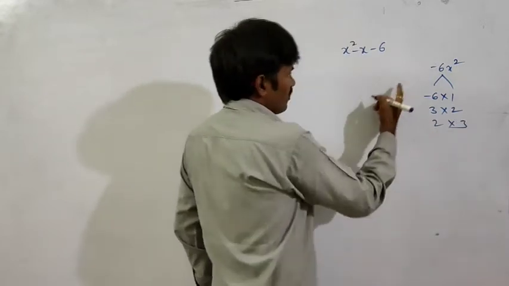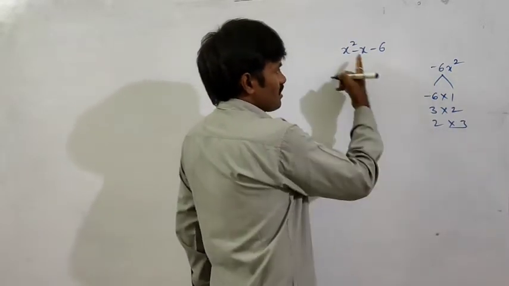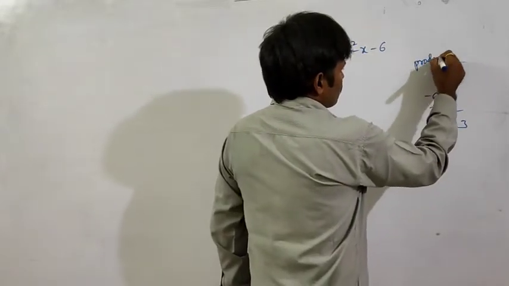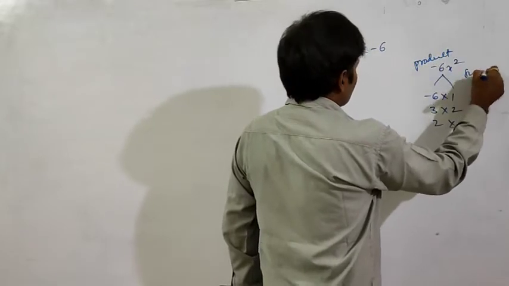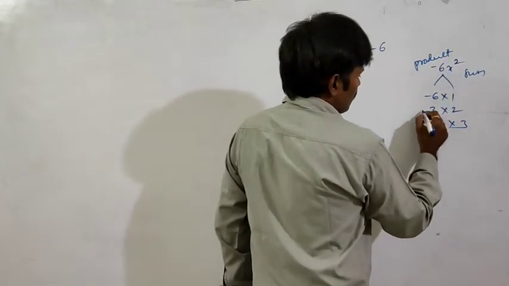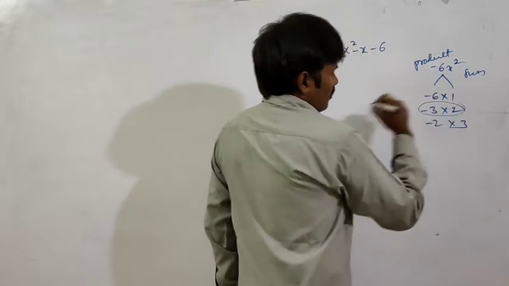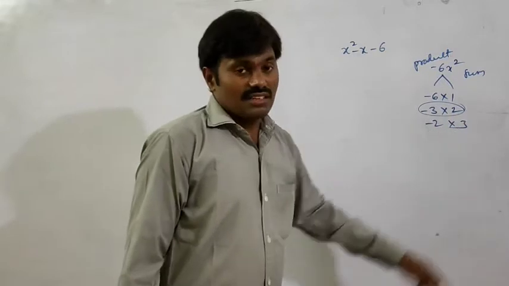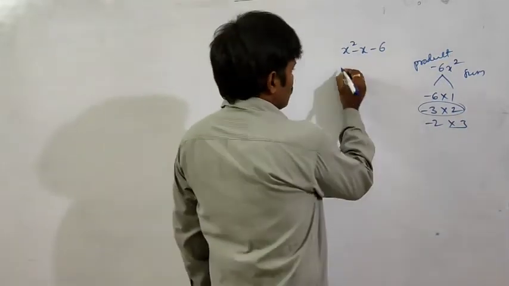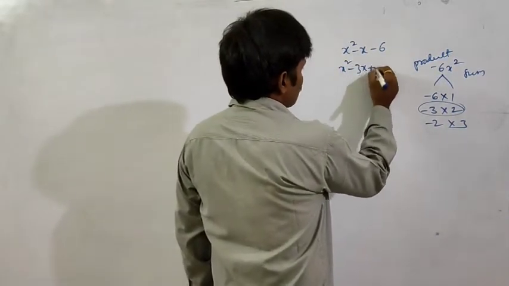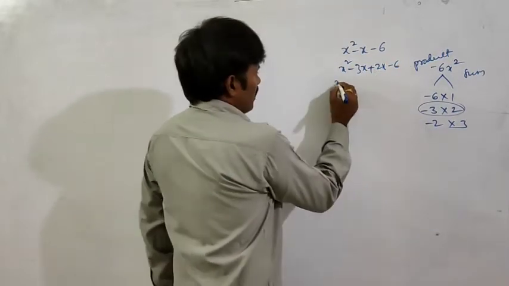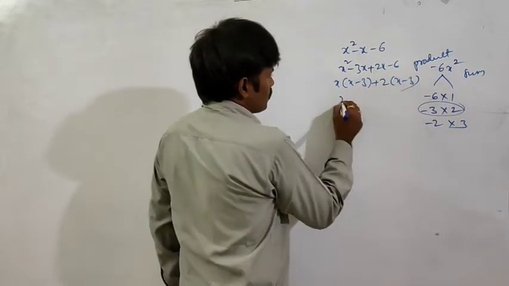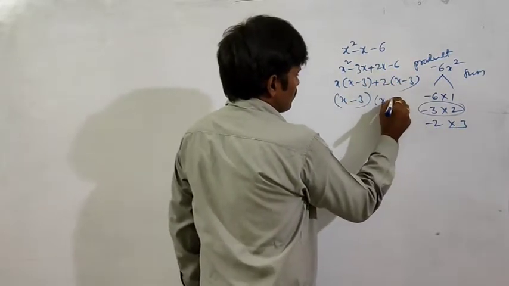Yes. But we want a negative product, and their sum must be the x coefficient, minus 1. So the product is minus 6x square and the sum we should get is minus 1. So what are the suitable factors here? Minus 3 and 2. Okay. Then we can write it as x square minus 3x plus 2x minus 6. Take out x common: x into (x minus 3) plus 2, and taking the common factor x minus 3, we get (x minus 3) into (x plus 2).